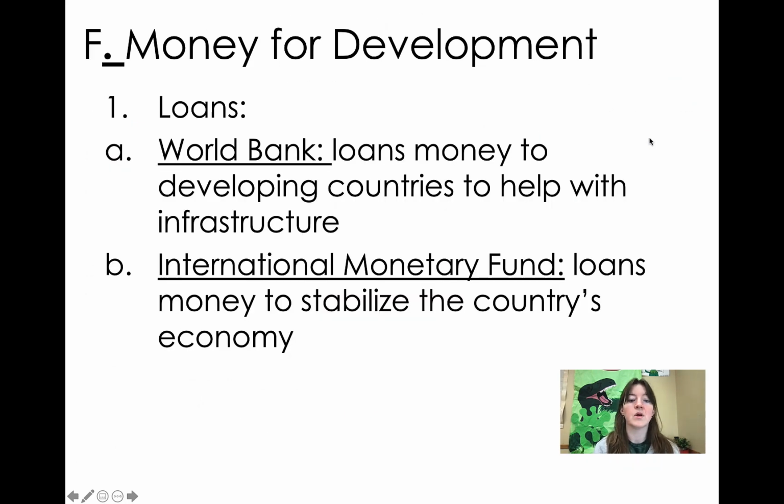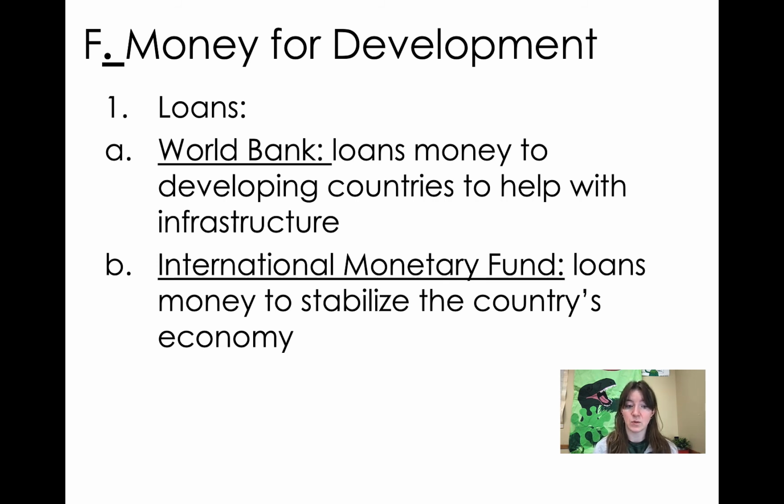Okay, so how do we get money for development? You could do it in a few ways. One of the easier ways to do it, rather than just making all of it and having all of it to start with on your own, because that's pretty difficult, would be to get loans. And there are a couple of structures, a couple of organizations that help to loan money to countries. The first one is the World Bank. And the World Bank loans money to developing countries to help them with their infrastructure. It's helping them to get stronger, it's helping them to become more stable in a very indirect way.